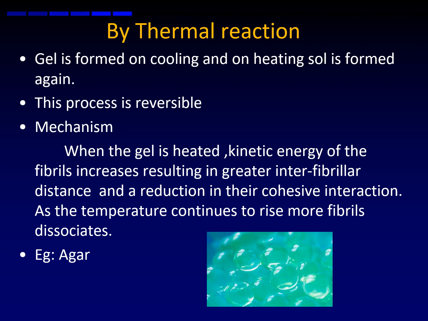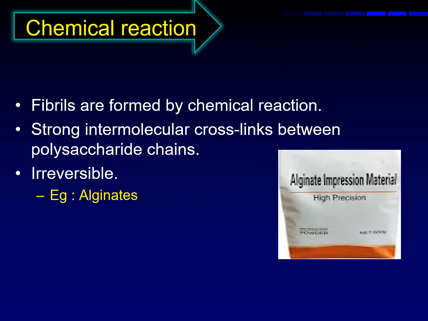In the thermoplastic or thermoset impression material, how does the gelation happen? In the thermoplastic material, when the gel is heated, the kinetic energy of the fibrils increases, resulting in more interfibril resistance, so that there is less cohesive force that leads to the material becoming a sol. When the temperature decreases, it will become gel. An example for this thermoplastic reaction is agar impression material.